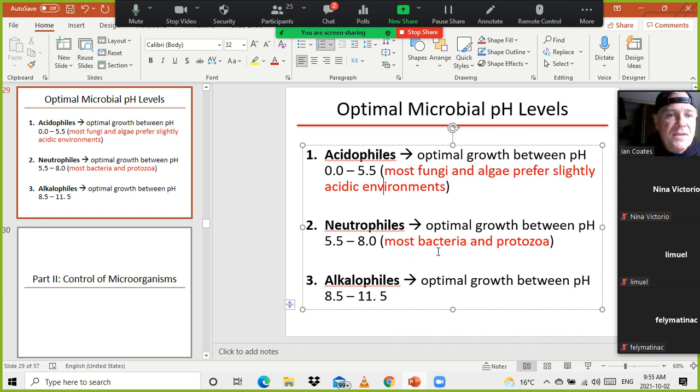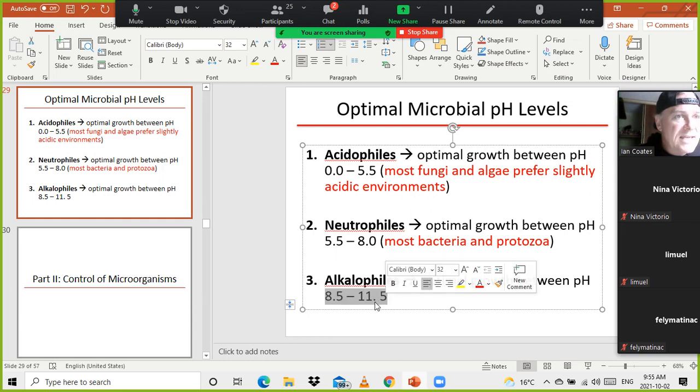Neutrophils, these are the optimal growth area here. These include the mesophiles here. They're in here. And then we got alkalophiles. Alkaline, that's a word for basic. Okay, so these guys here are opposites. And these guys here, their pH range is in the upper.